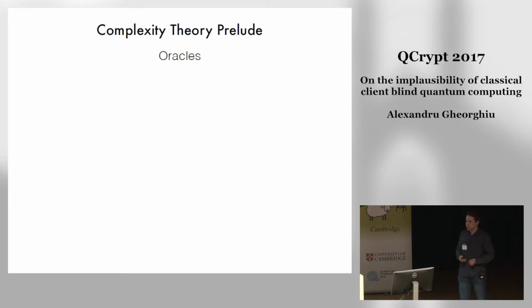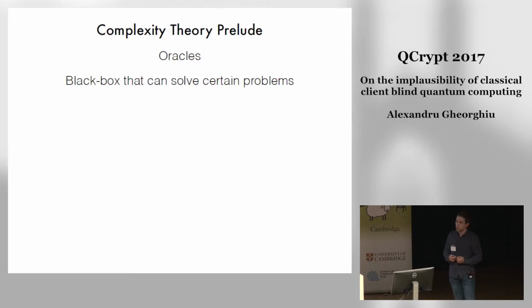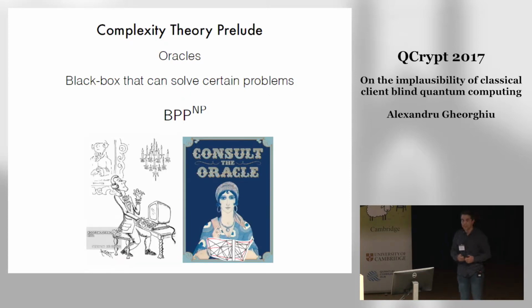But I also want to talk a bit about oracles. So oracles you can think of as black boxes that can solve certain problems. So as an example, this notation, BPP to the NP, means we have a classical computer and he has a black box that can solve NP problems for it. So the classical computer, in a sense, can consult this oracle and get the answer to some NP problem. So whenever you see the uppercase notation, it means that's an oracle for something. So it can be an oracle for a problem or for a class of problems.